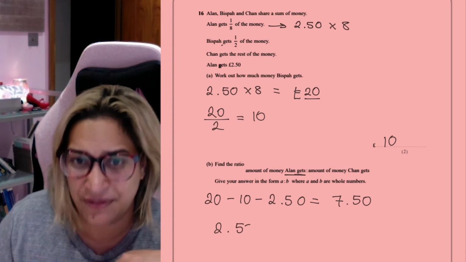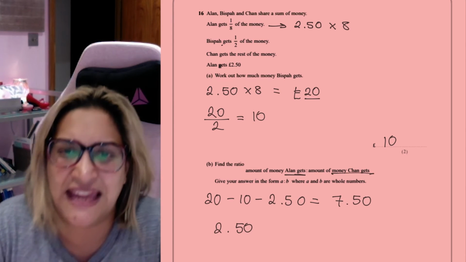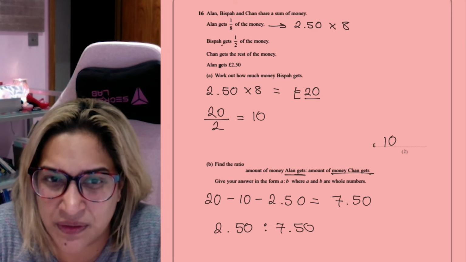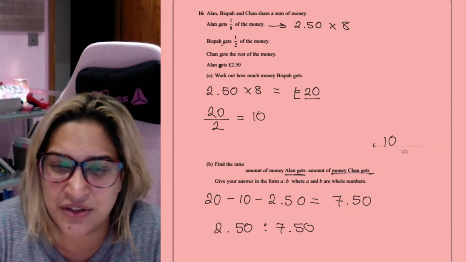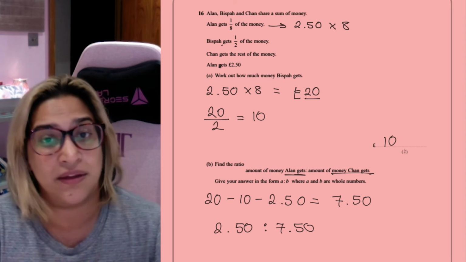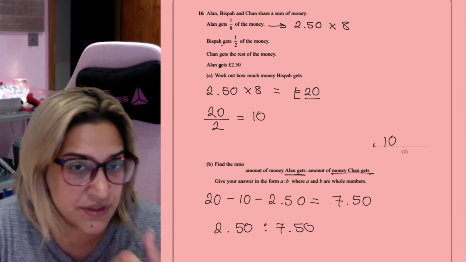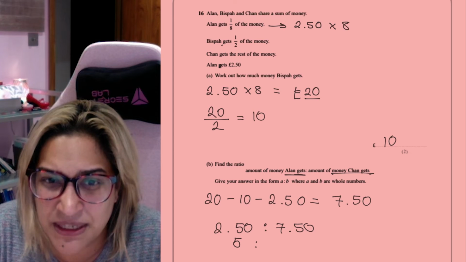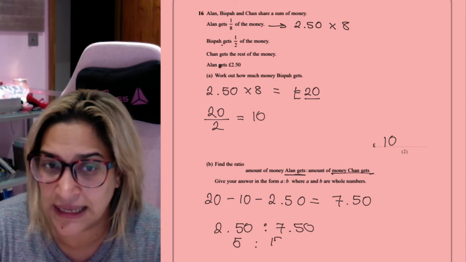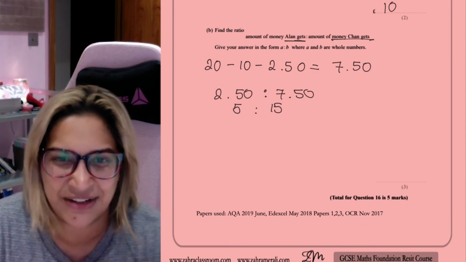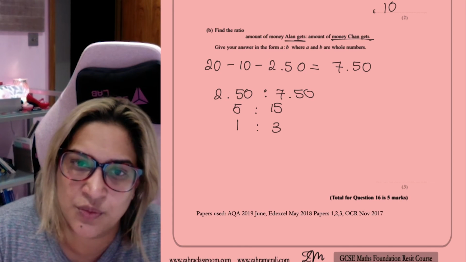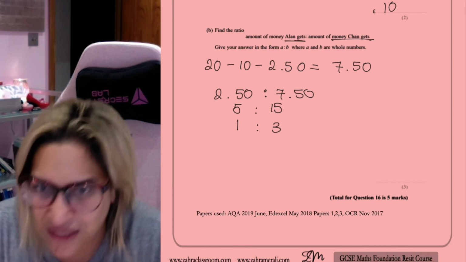So now Alan has got £2.50. Chen has £7.50. But instead of just those numbers, they want them as whole numbers. How are we going to make those as whole numbers? You can either type it into your calculator, as a fraction or using the ratio button, or you could simply just double it. If it was non-calculator, you can cancel that down like a fraction. So 5 to 15, which becomes 1 to 3.